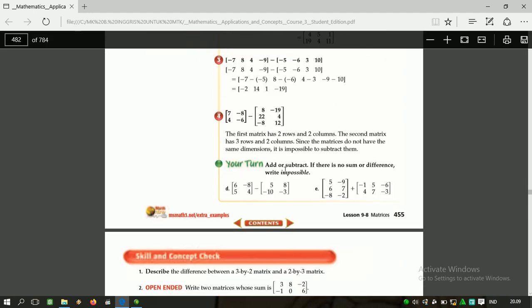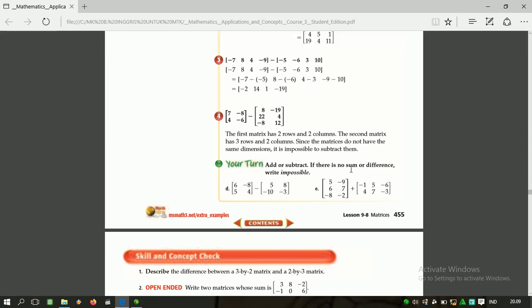Add or subtract. If there is no sum or difference, write impossible. Number D, 2A.